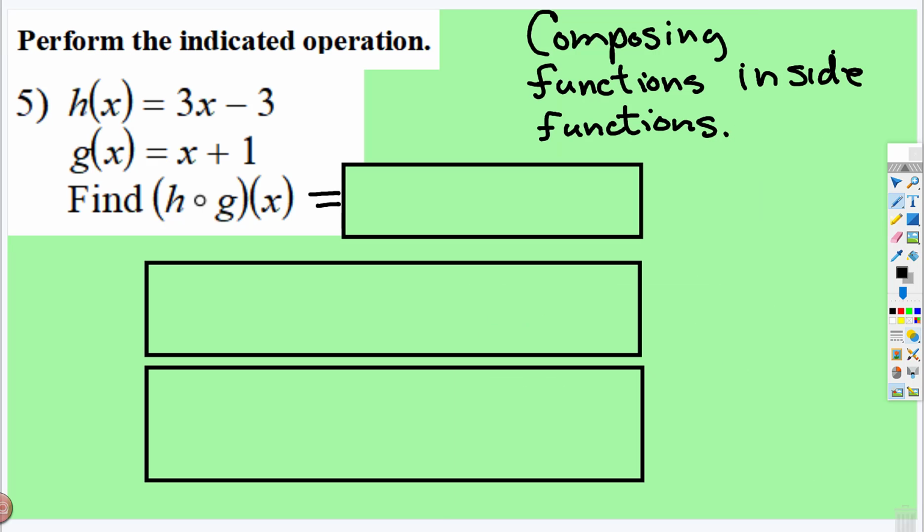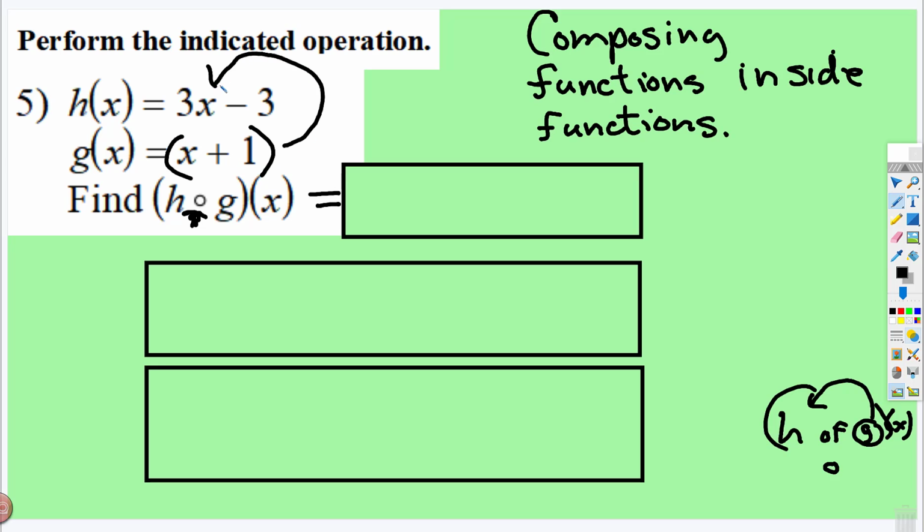Now we have a function inside a function. This notation right here reads h of g of x. That little hollow dot is the word "of". So h of g of x. Normally between two things it means multiply, but this notation means you're going to take the g function and plug it into the f. So what I mean by that is this g function replaces that x.